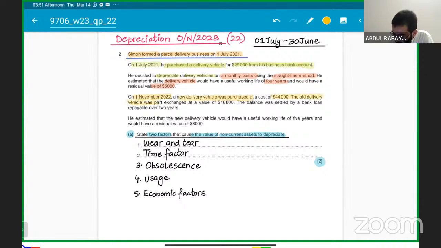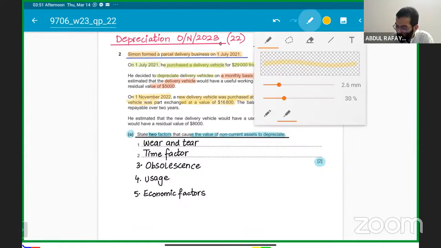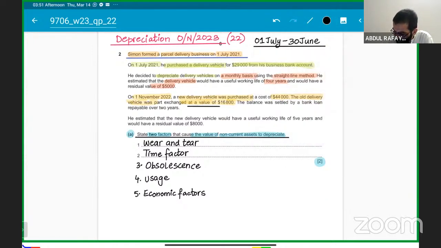The old delivery vehicle was part exchanged at a value of 16,800. I will explain what part exchange is as well. Basically, part exchange is when you are disposing of one vehicle and purchasing a new vehicle instead of that one.